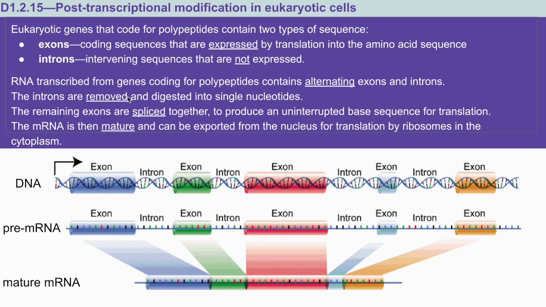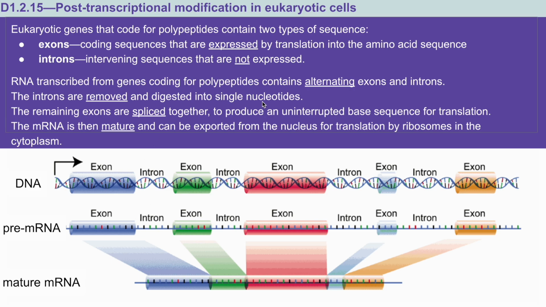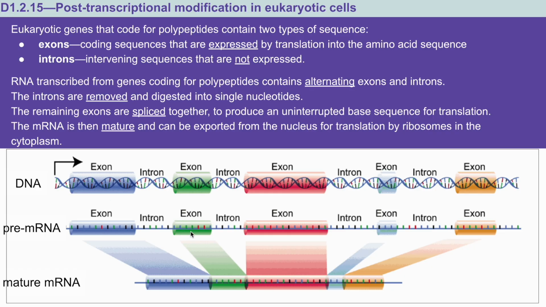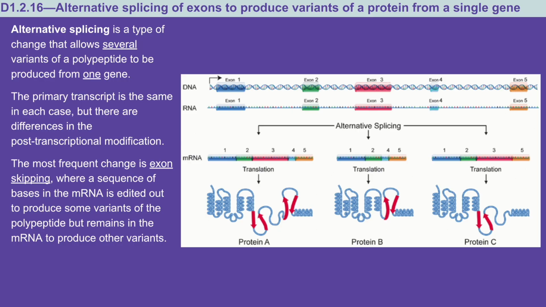So RNA transcribed from genes coding for polypeptides contains alternating exons and introns. The introns are removed, digested back into single nucleotides, and therefore recycled. The remaining exons get spliced together to produce an uninterrupted base sequence for translation. We now call this mature mRNA, and it can now be exported from the nucleus for translation by ribosomes in the cytoplasm. Now, what is the purpose of this?